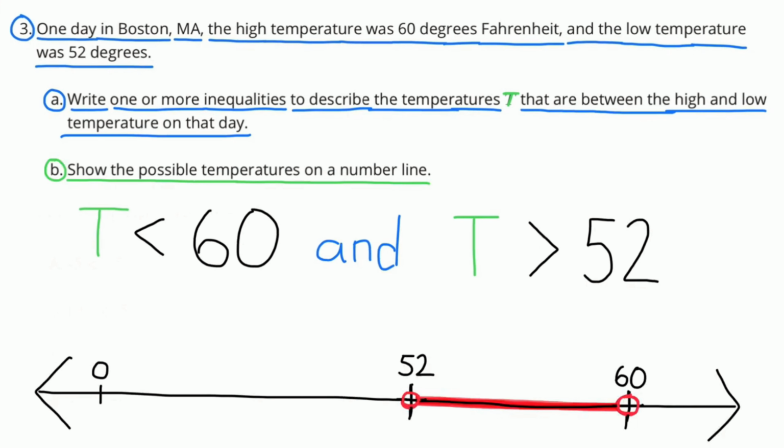B. Show the possible temperatures on a number line. So I drew a number line and I have an open circle underneath 52 and an open circle underneath 60 with a red line between the two. Now I did this so that I could show the temperatures that are between 52 and 60, not including 52 and 60.